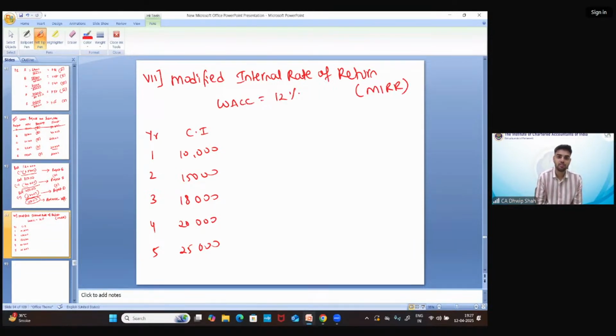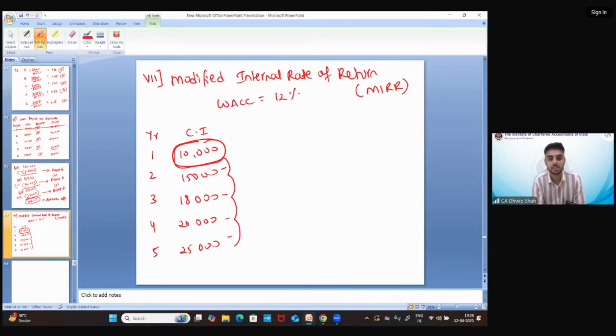This modified internal rate of return says that as a rational investor or a rational business organization, the 10,000 that you have earned at the end of year 1, you will not keep idle with you. You will reinvest this for another 4 years. Are you getting this? The 10,000 that you will earn at the end of year 1, you will not keep as idle in your bank account or your pocket. You will reinvest this somewhere for a further 4 years.